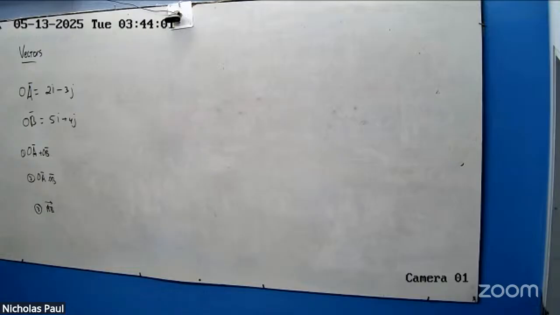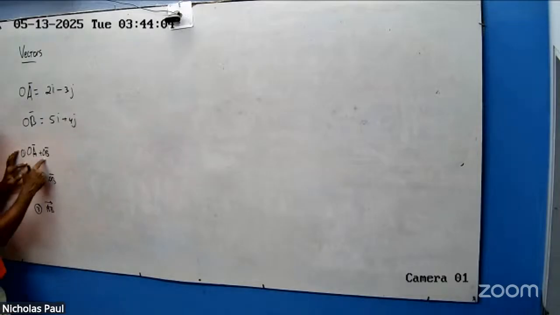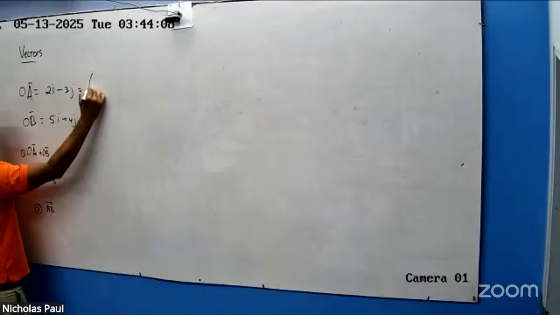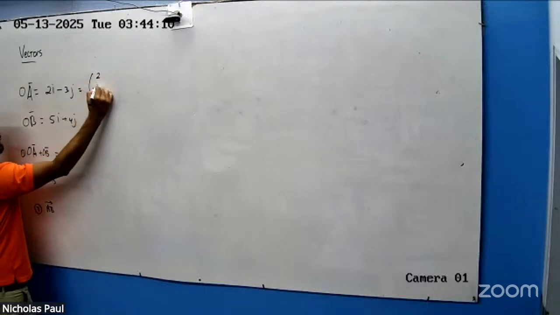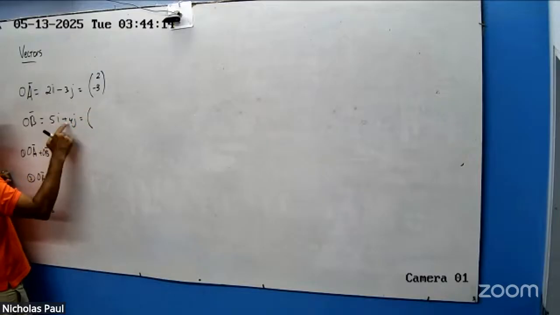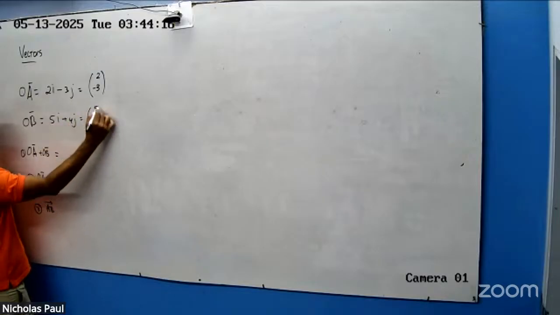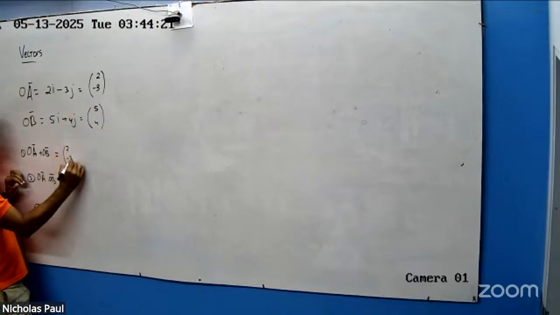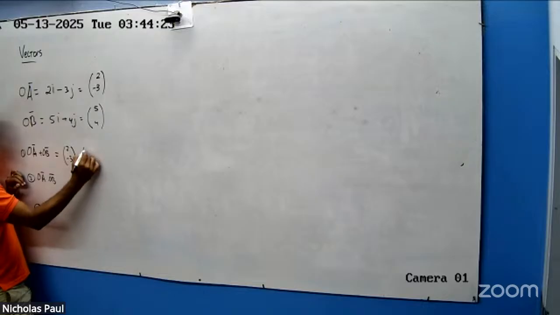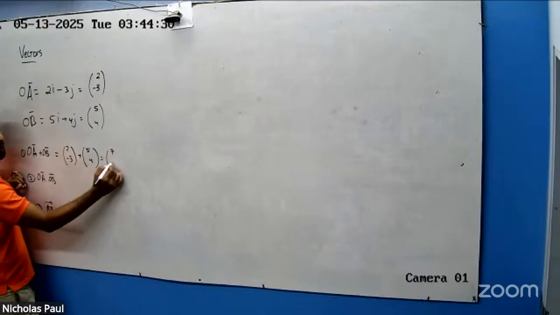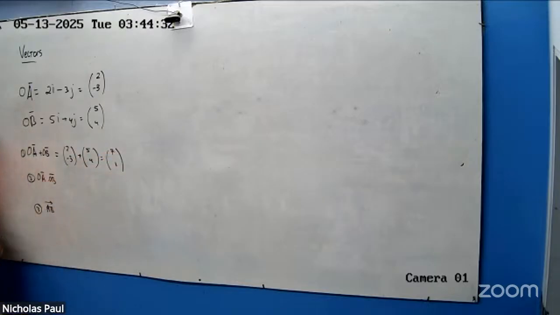So first things first, we need to add OA and OB. Instead of writing it like this, you could write it as a column, 2, minus 3. It's just easier to work with. Instead of writing 5, 4 like this, you can write it as a column, 5, 4. So if I say add them, you write 2, minus 3 and 5, 4, and add them. 2 plus 5, that's 7. Minus 3 plus 4, that's 1.